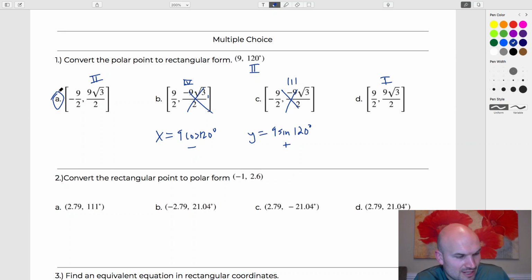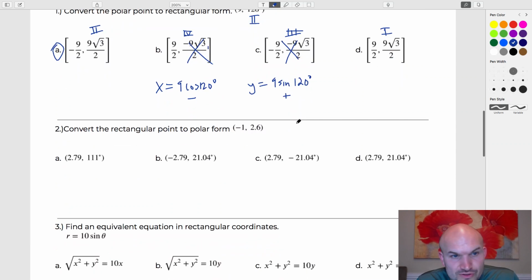So I'll plug this in my calculator just to make sure. You're going to want to make sure that you're back in degree mode if you changed it while working on the problem like I did. And let's do 9 times the cosine of 120. And I get negative 4.5, which is negative 9 divided by 2. So there you go. That confirms my answer, and that's the nice thing about having a calculator.